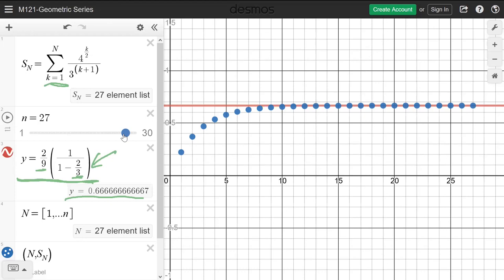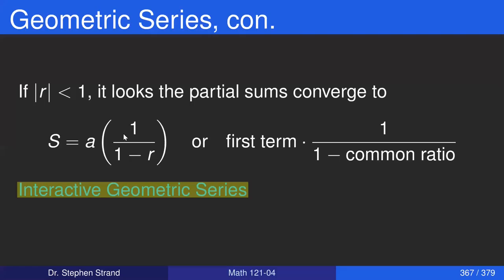Okay. And another reason I wanted to share this with you is you can put whatever series you want in here, and this will let you investigate how that series behaves visually with the graph and the dots, how the partial sums behave as you change that value. And then you can guess what you think the sum converges to by messing with this y with whatever series you want. Okay, so that's part of why I wanted to show this interactive Desmos thing to you. All right, and that about does it for geometric series.